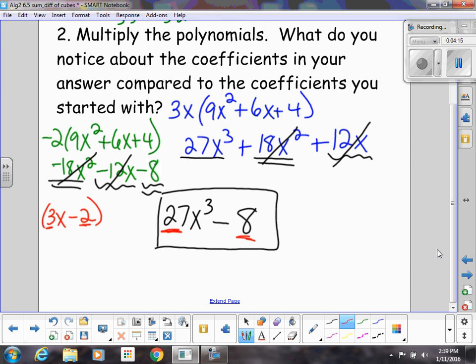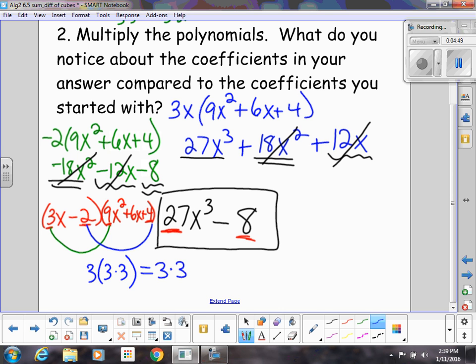And we also had 9x squared plus 6x plus 4. Well, if you notice, it was the 3 times the 9 that gave me the 27, right? Okay, so those two gave me the 27. And then the 2 times the 4 is what gave me the 8. But remember what we said about 9. 9 was the same thing as 3 times 3. So when I did 3 times 9, that's the same as doing 3 times 3 times 3. What's another way of saying that? Yeah, that's like 3 to the 3rd power.